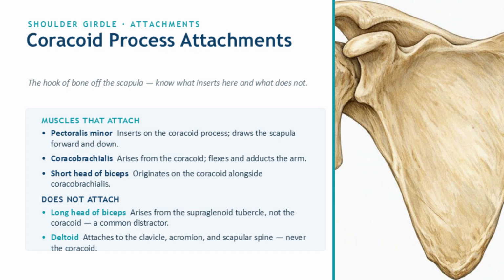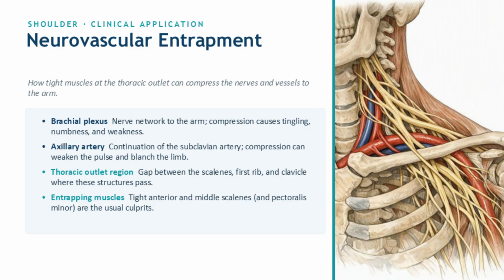Moving deeper into the shoulder region, let's examine an important clinical condition involving nerves and blood vessels. Neurovascular entrapment. The shoulder and neck region contains important nerves and blood vessels that travel from the trunk into the upper extremity. In certain situations, these structures may become compressed as they pass through narrow anatomical spaces.